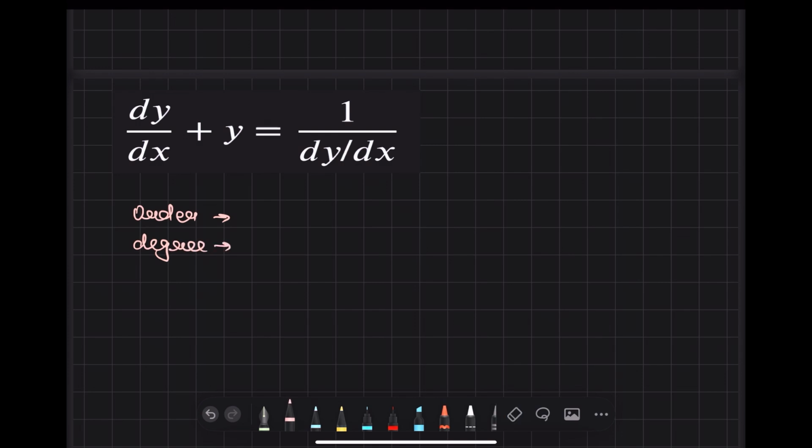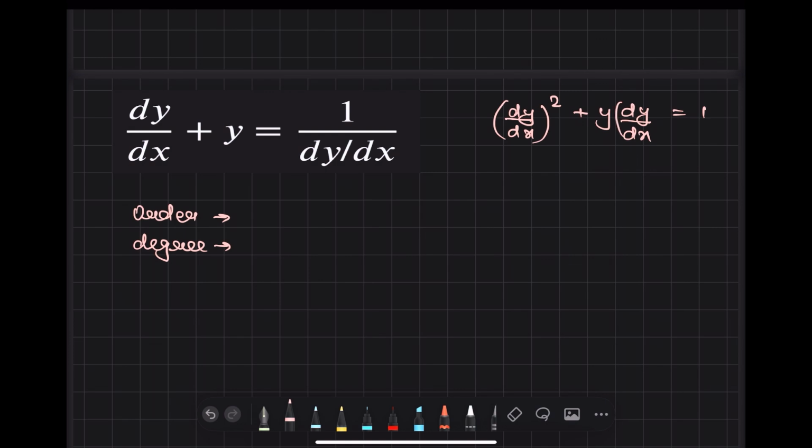Now look at this. If you observe, this is dy by dx in the denominator. So you cannot have a differential equation look like this. So what will you do? You will multiply both sides by dy by dx. So we will be left with (dy by dx) whole squared plus y dy by dx equals 1.